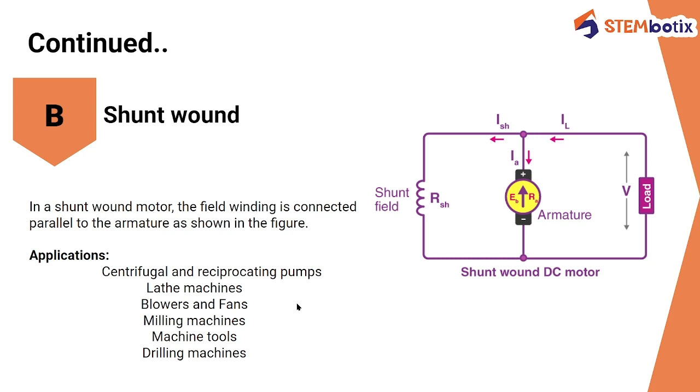In a shunt wound motor, the field winding is connected in parallel to the armature as shown in the figure. Now see these application areas. First are centrifugal and reciprocating pumps, lathe machines, blowers and fans, milling machines, machine tools, and also drilling machines. You can see this type of shunt wound DC motor used there.